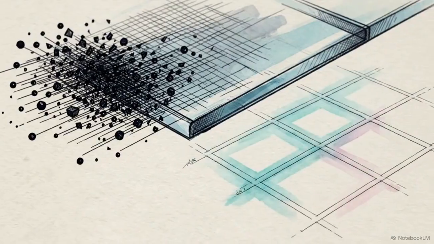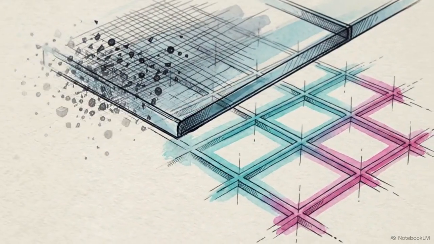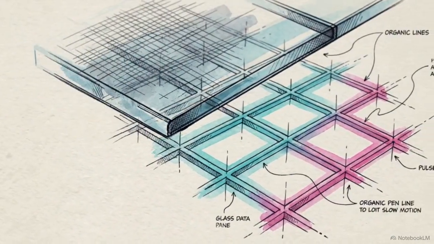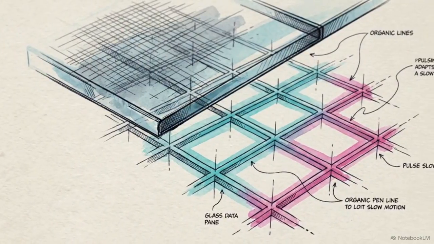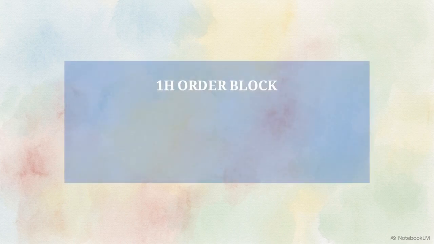We establish our macro compass by stripping the chart down and looking exclusively at the 1-hour timeframe. This is the structural foundation for every execution. This chart shows a 1-hour order block. The solid blue zone defines the boundaries of institutional interest.